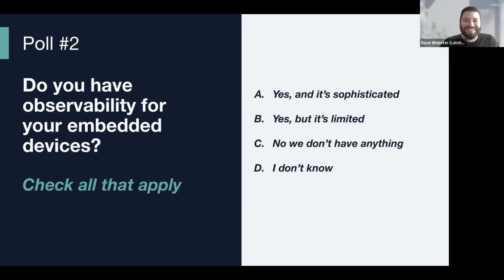Got it. Okay, I'm going to end the poll now, and then I'll report back the responses here. So 12% said yes, and it's sophisticated. Awesome. I'm very happy to hear that, actually. About half said yes, it's limited, and about 30% said we do not have anything. And so we have some content for you. All right, let's move along.